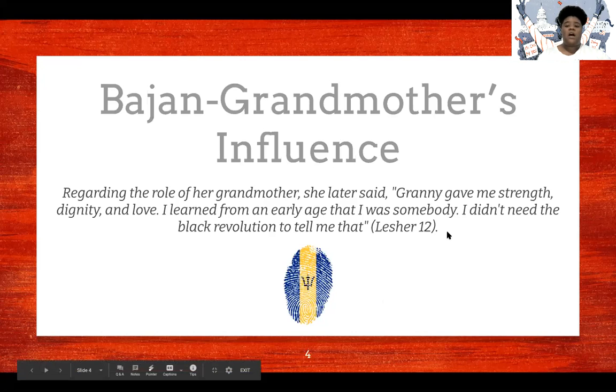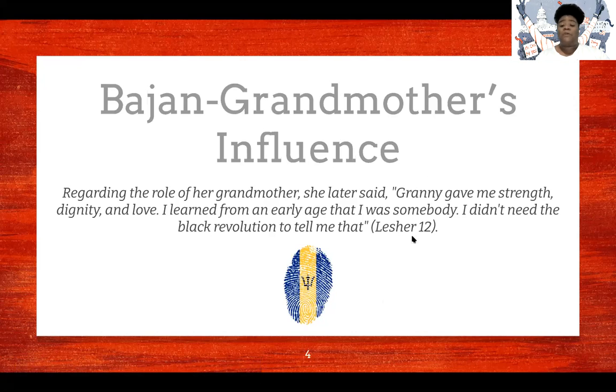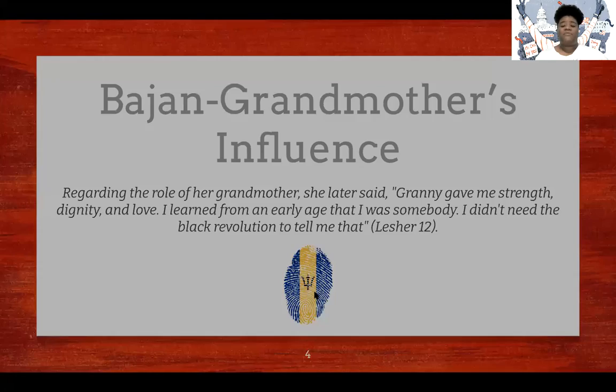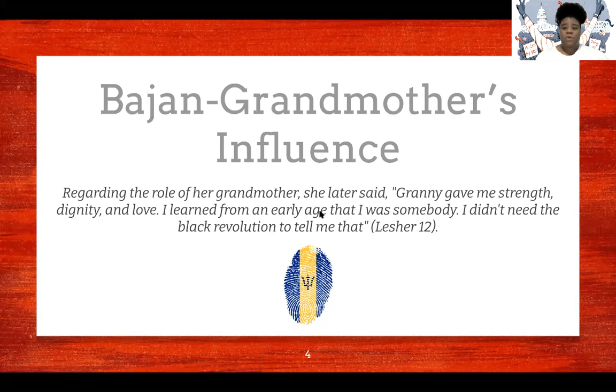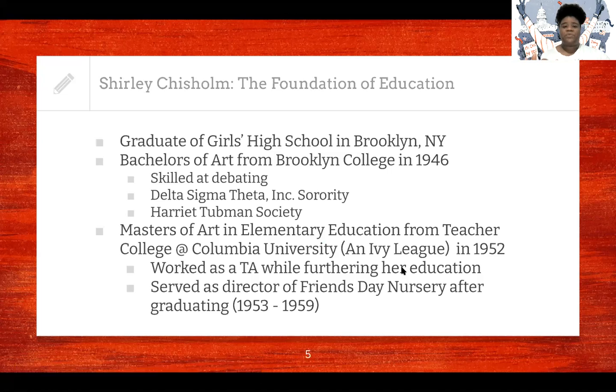Okay. So one thing that I decided to pull out from one of my sources, remember you do need to tell us your sources and where you got information from, especially if you copied and pasted. So this is information that I copied and pasted. The other information, I have this cited on my works cited page, okay? So her Bajan grandmother's influence regarding the role of her grandmother, she later said, "Granny gave me strength, dignity, and love. I learned from an early age that I was somebody. I didn't need the Black Revolution to tell me that." So that tells me a little bit about her character, right?